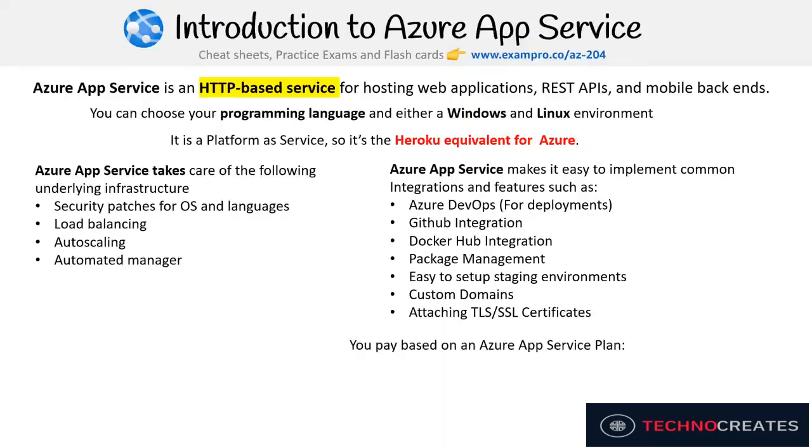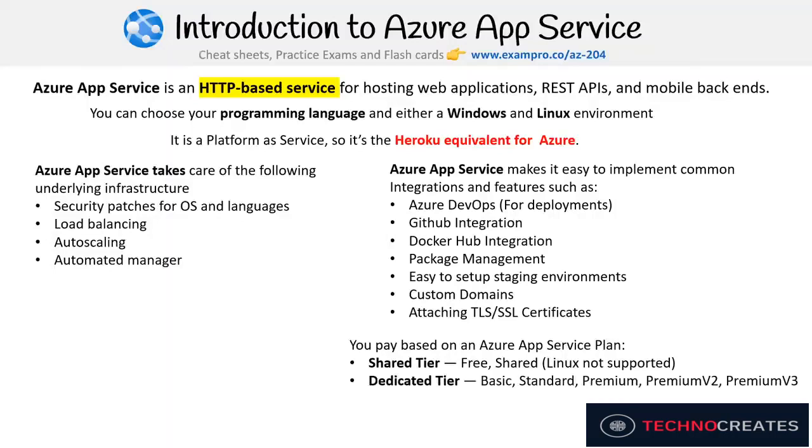And the way it works is you pay based on an Azure App Service plan. Honestly, I find these really confusing. I really like how AWS does Elastic Beanstalk because you're just paying for the underlying services. But Azure has all these crazy tiers here. You have the shared tier, which is free and shared, and doesn't support Linux. You have the dedicated tier, which is basic, standard, premium version 2 and 3, and the isolated tier.